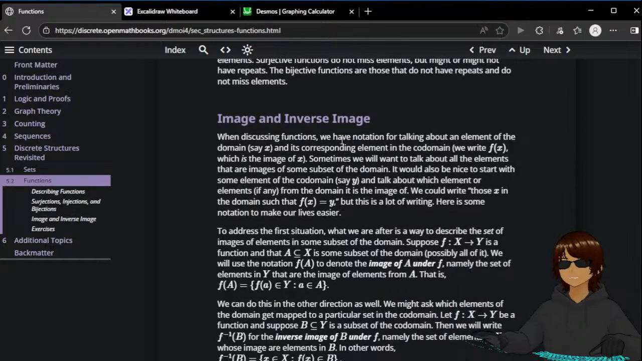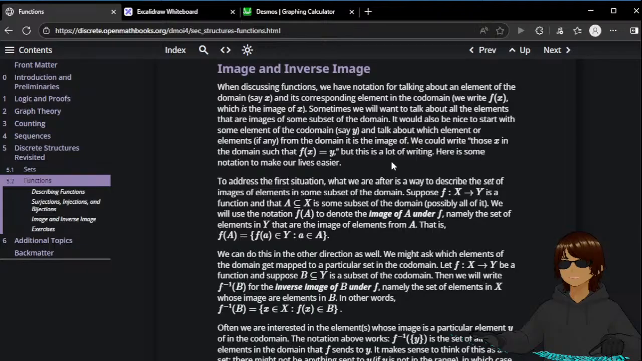When discussing functions, we have notation for talking about an element of the domain, say x, and its corresponding element in the codomain. We write f(x), which is the image of x. Sometimes we want to talk about all elements that are images of some subset of the domain. It would also be nice to start with some elements of the codomain and talk about which element or elements from the domain they are the image of. We could write those x in the domain such that f(x) = y.